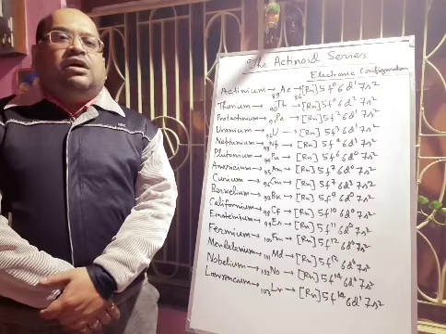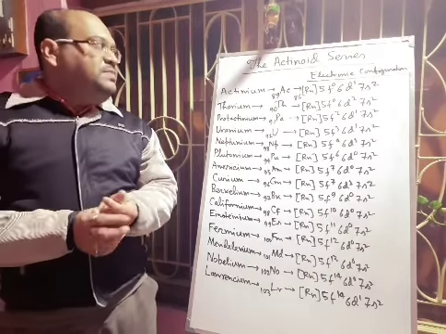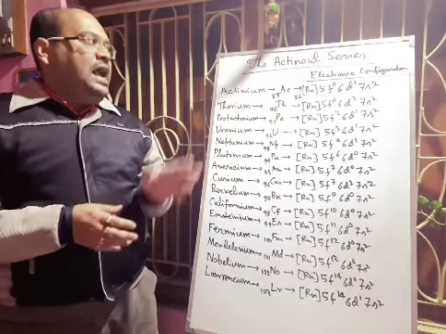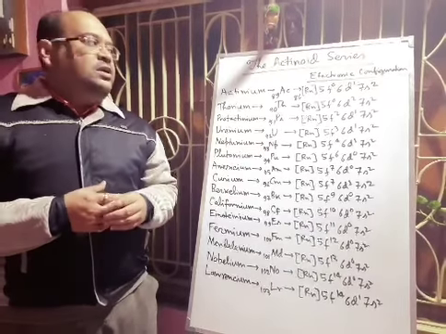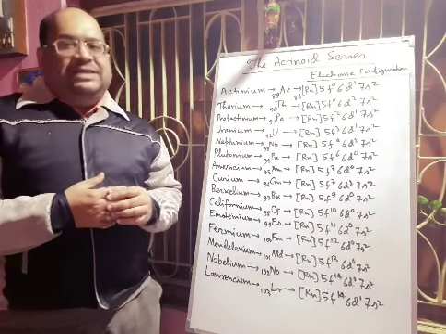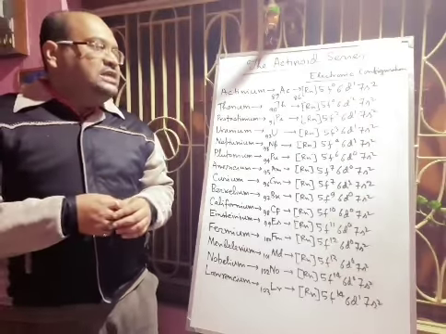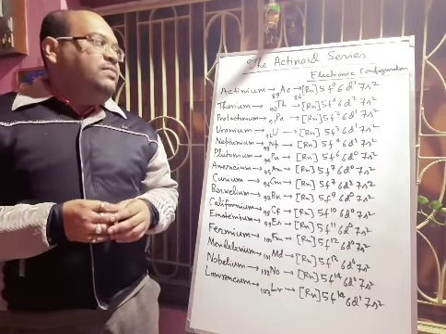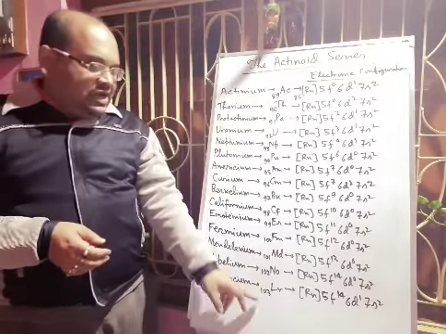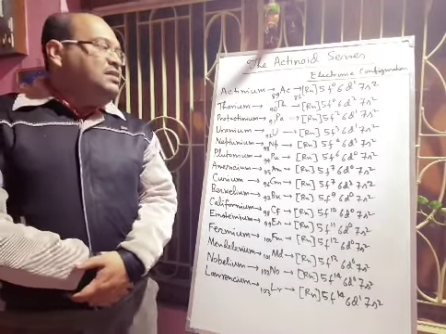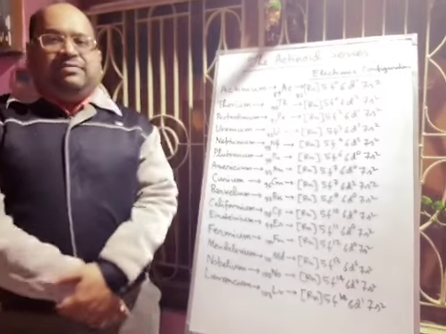Today we will continue the last part of the f-block elements, and today we will discuss the actinoid series. These are also called the 5f series, because the last electron enters into the 5f orbital. The 15 elements from atomic number 89 to 103 are called actinoids. The name is taken from the first member, that is actinium.